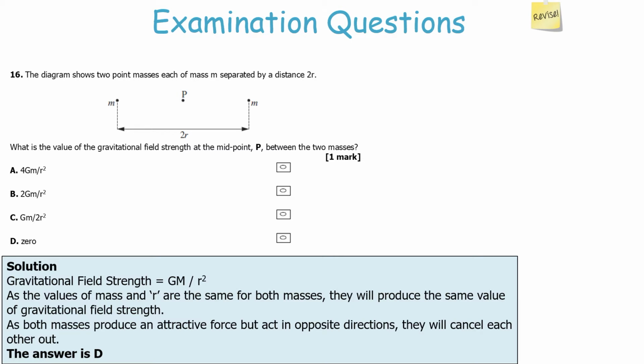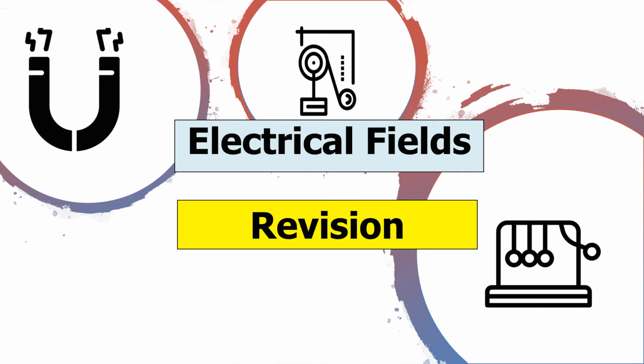So the two masses will produce an equal gravitational field strength, but they're acting in opposite directions because gravitational field strength is always attractive. The mass on the left would attract an object to the left, a mass on the right would attract an object to the right. So the two would cancel, and you get your overall value equal to 0. The answer is D. Let's now have a look at a few questions on electric fields.